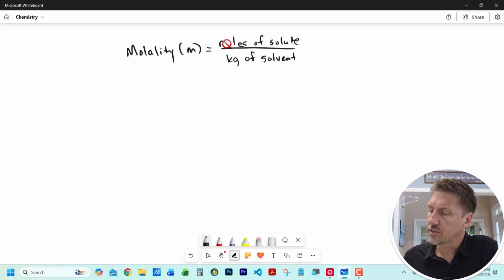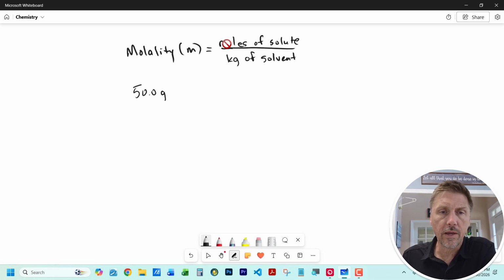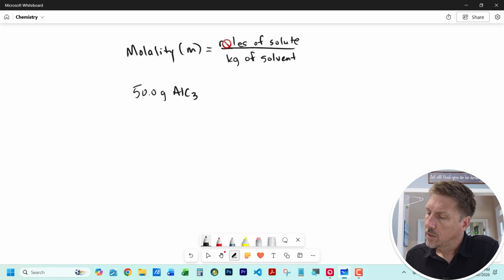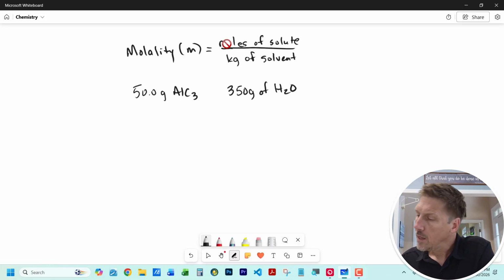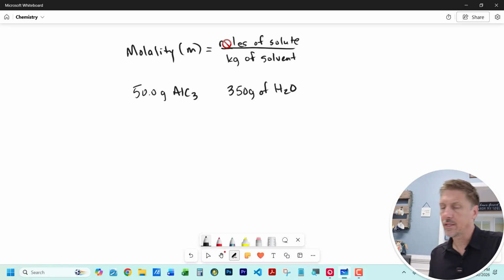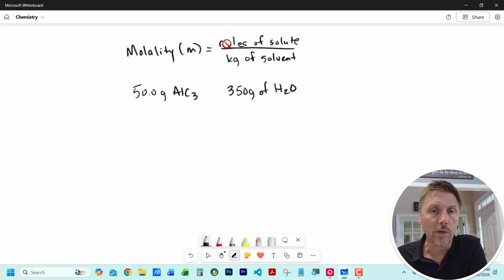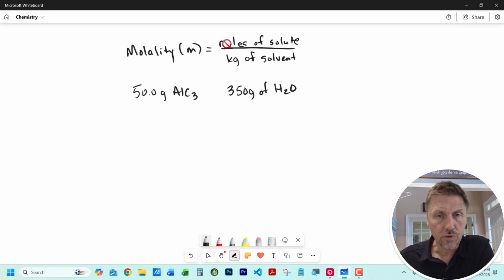It says, this is 9.6, a chemist dissolves 50.0 grams of AlCl3 into 350 grams of water. So 350 grams of H2O, right? And they want to know, what is the molality of the solution? Well, the solution asks us for the moles of the solute.